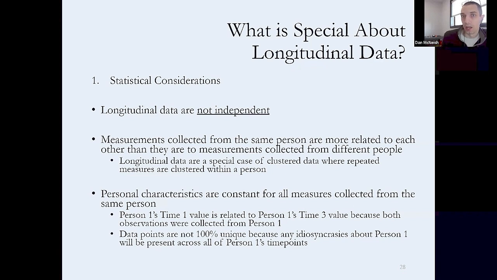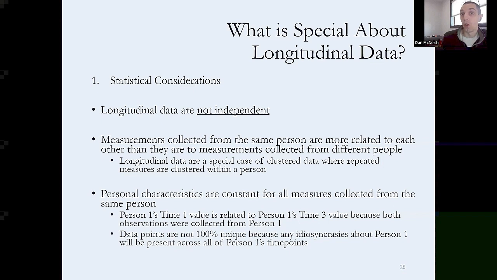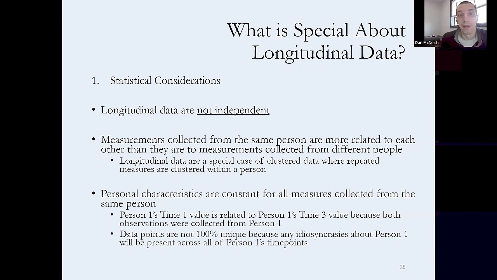And so a traditional model like a regression will not account for this. It will assume that the repeated measures have no correlation, that they're completely independent. And that's just not a fact of data when they're collected in this way. So from a statistical standpoint, we want to make sure that our models are able to account for this dependence between observations.